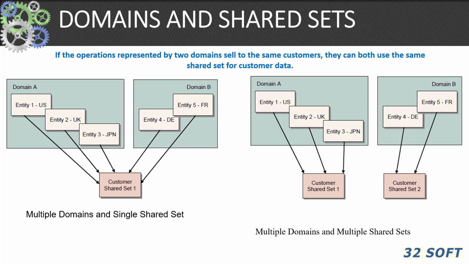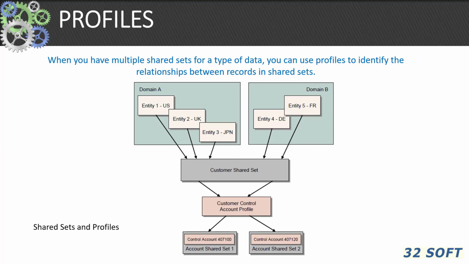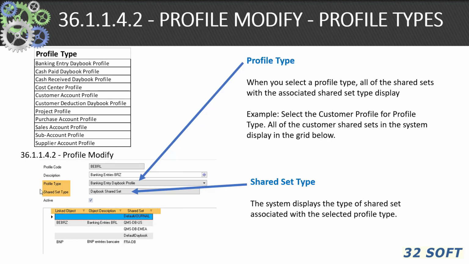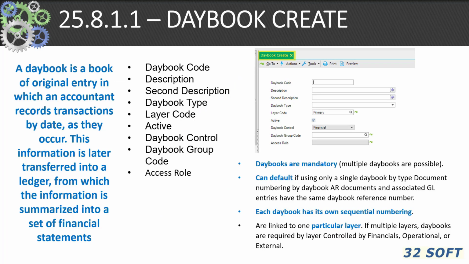This does require some thought and consistency, but it allows for excellent reporting. The 36.1.1.4.2 profile: there are multiple shared sets for types of data. You can use profiles to identify relationships between those shared set records. You can set the profile types and associate those then with shared sets within your domains.